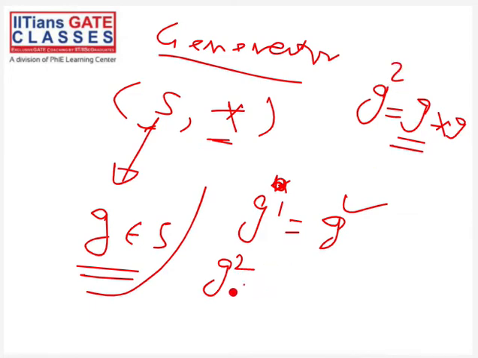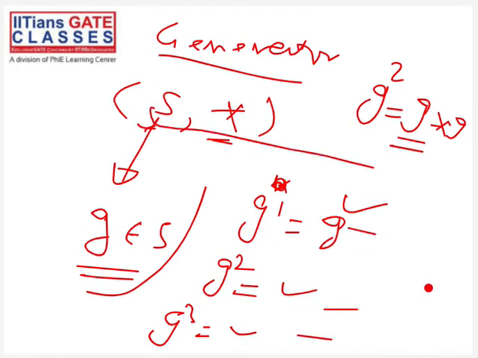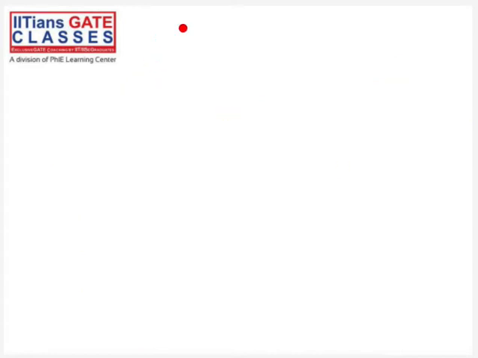So let's assume G square will generate something, G cube will generate something. So if this G can generate all the elements in this S, then we will say that this G is a generator because it can generate all the elements. Okay, don't worry, let's take an example.